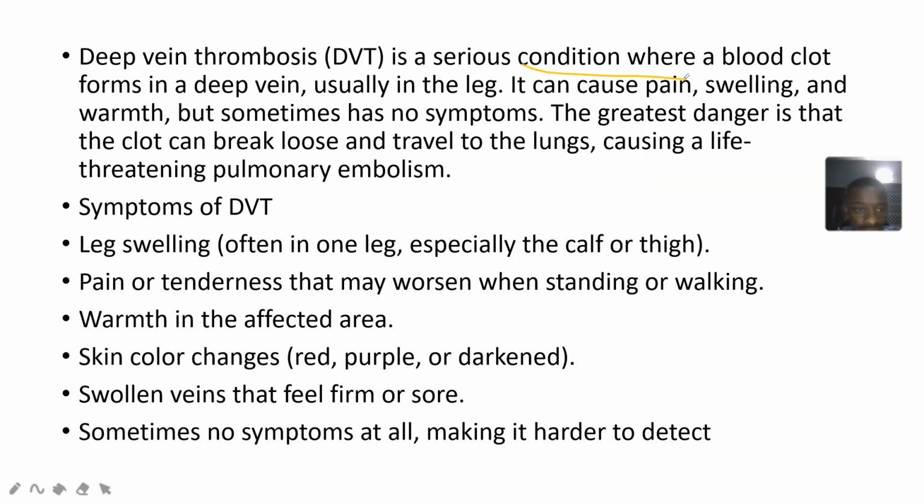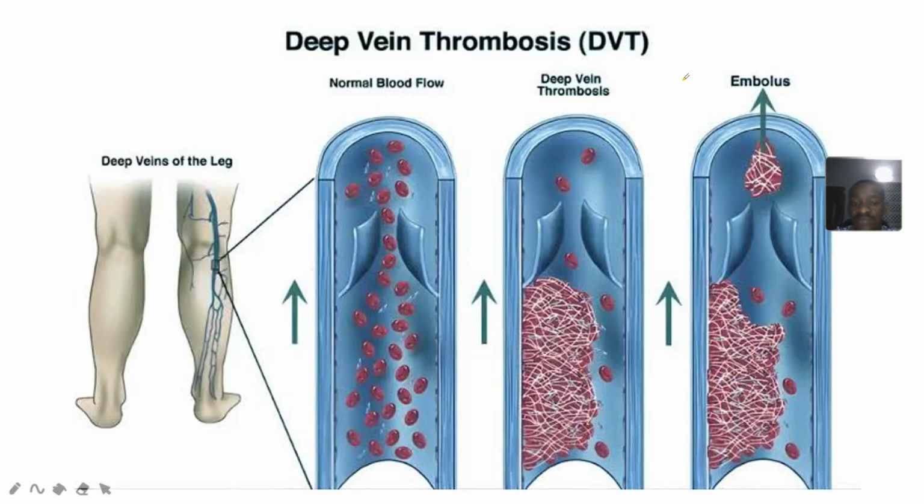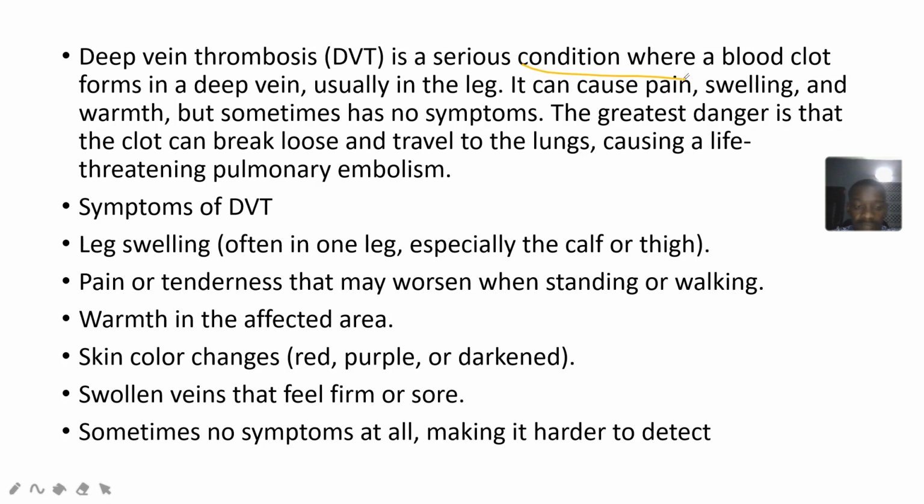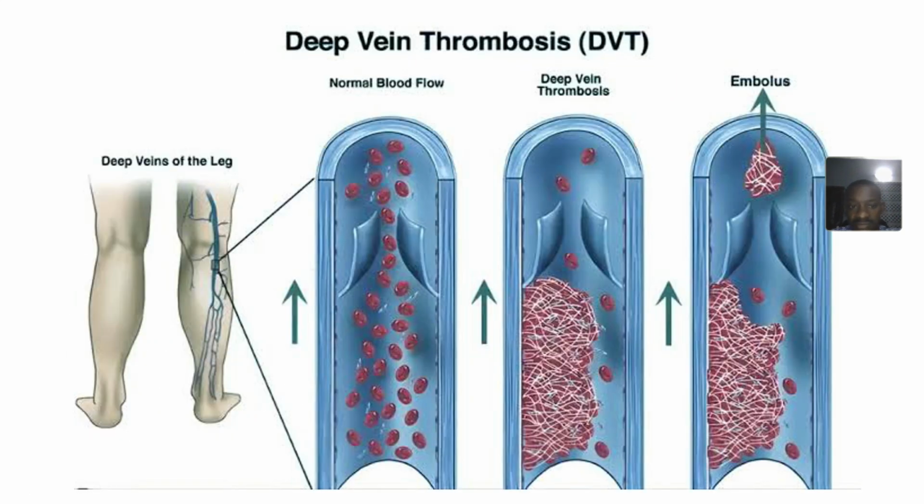So symptoms of deep vein thrombosis, to be specific now: your leg is swollen. It usually affects one leg, the other leg is fine. So there's pain and tenderness. If you touch the leg, it's warm. The skin color is changing, so it's becoming reddish, purplish, darkish. So there are swollen veins, and sometimes there are no symptoms at all, though, which is hard to detect.